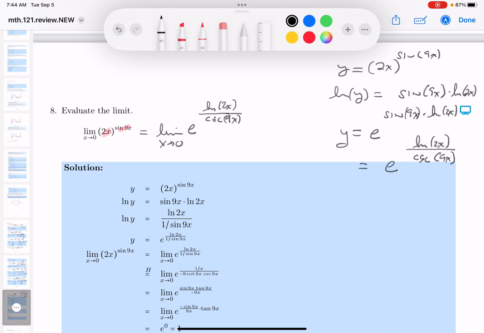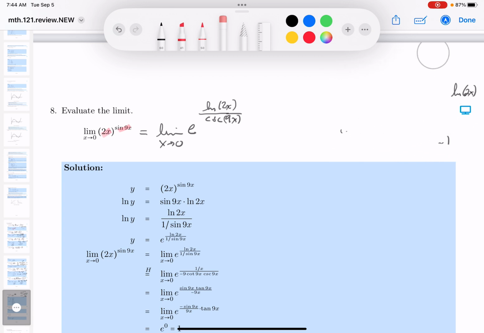All right, let me erase this business over here and start thinking about what I have now. What I have is the e function, which is nice because I can take the limit of the inside of it now. So it's going to be e, and then I write the limit down as x goes to 0 of the natural log of 2x over the cosecant of 9x, hoping the limit's going to go smoothly.